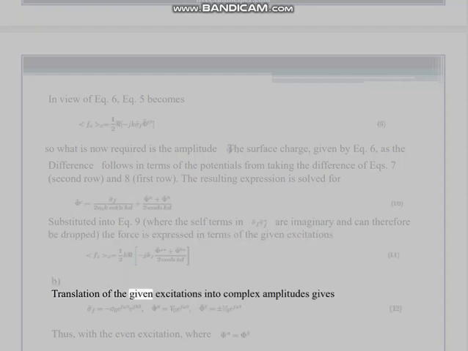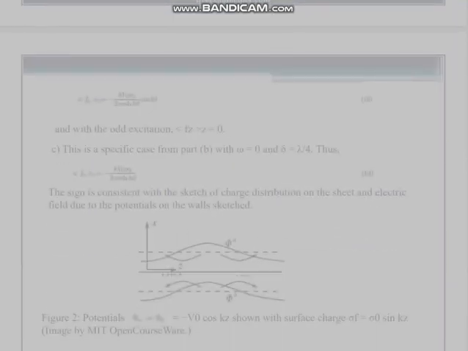B. Translation of the given excitations into complex amplitudes gives the following. Thus, with the even excitation, we have the force as given, and with the odd excitation, F_z equals 0. C. This is a specific case from part B, with omega equals 0 and delta equals lambda/4. Thus, the sign is consistent with the sketch of charge distribution on the sheet and electric field due to the potentials on the walls sketched. Figure 2: potential equals minus V0 cos kz, shown with surface charge sigma_f equals sigma_0 sin kz.